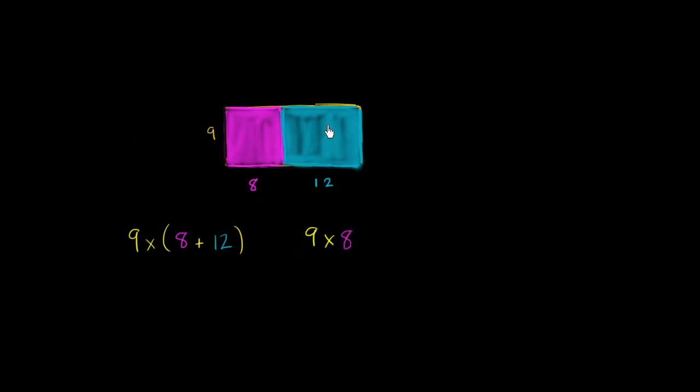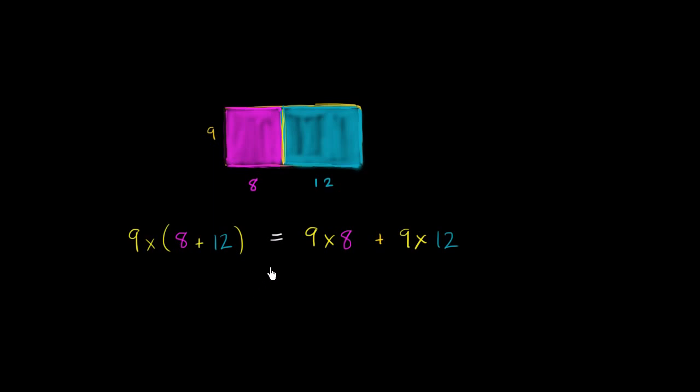And then what's the area of this blue rectangle? Well, that's going to be 9 times, so the height here is 9 still. The height is 9. And what's the width? Well, the width is 12. And what's the area of the combined? If you wanted to combine the area of the purple rectangle and the blue one, well, you just add these two things together. And of course, when you add these two things together, you get the area of the entire thing. So these things must be equivalent. They are calculating the same area.